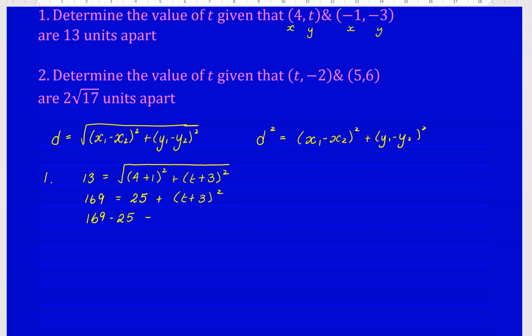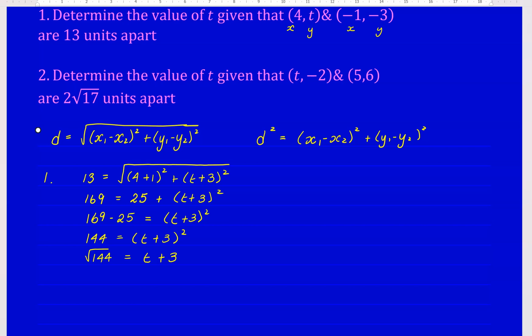I'm just writing it there. You don't have to obviously include this line if you don't want to. I hope you could straight away say that 169 take 25 is 144. Looking at that, hopefully there's some ding, ding, ding going off in your head. Again, let's not expand, because how do I get rid of the squared now? Well, we can square root. So I'm going to square root the 144. And when I square root this side, I'm left with t plus 3.